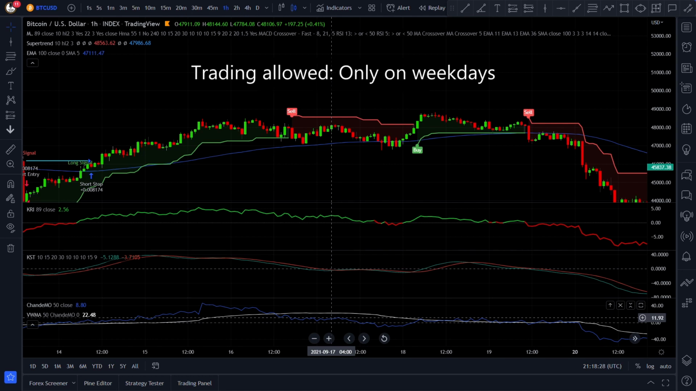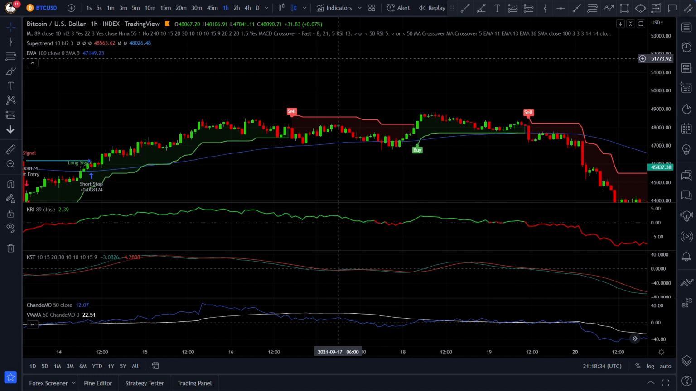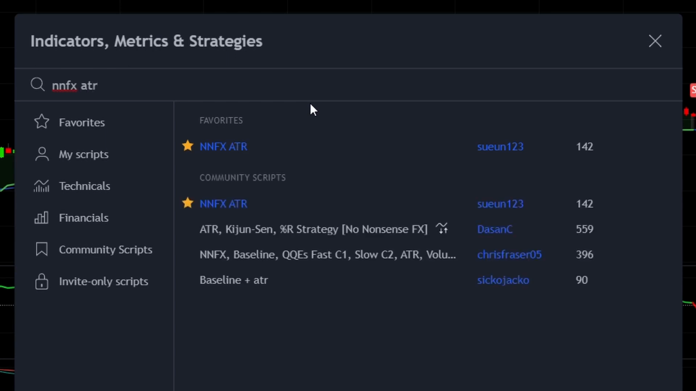from Monday to Friday. And the last step is to add our stop loss indicator. For stop loss, we will use the NNFX ATR indicator. So one last time, open up the indicators tab and type in NNFX ATR. Add this one to your chart.